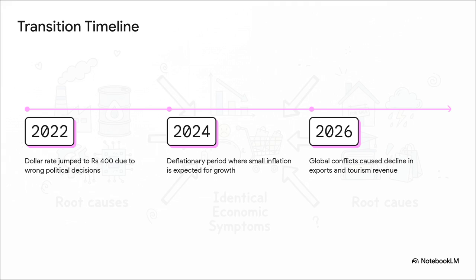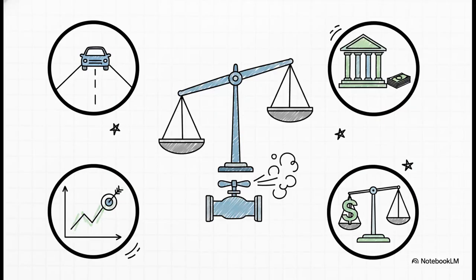And for Sri Lanka, these global conflicts had a very specific, painful result: a sharp decline in revenue from exports and tourism. It's pretty simple math. Fewer tourists and fewer exports mean fewer US dollars naturally flowing into the country. And this brilliantly illustrates the contrast. Look at the economic conditions in 2026 compared to what we saw back in 2022.